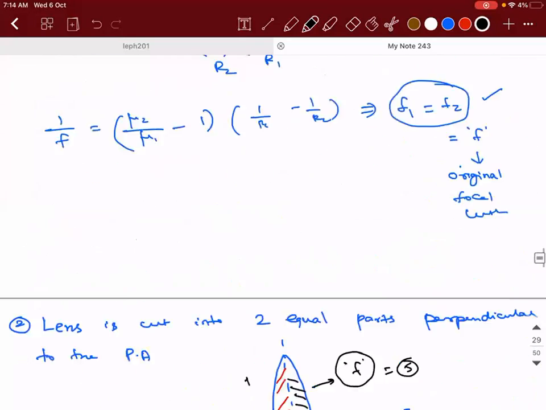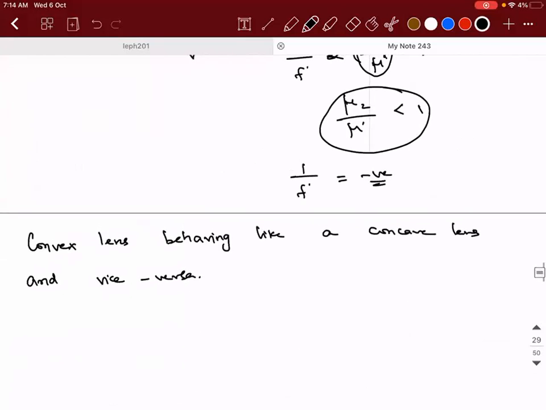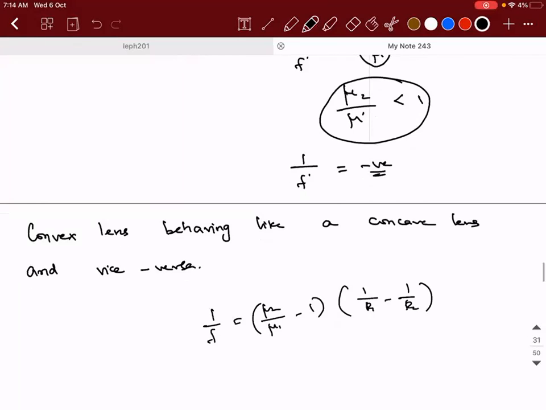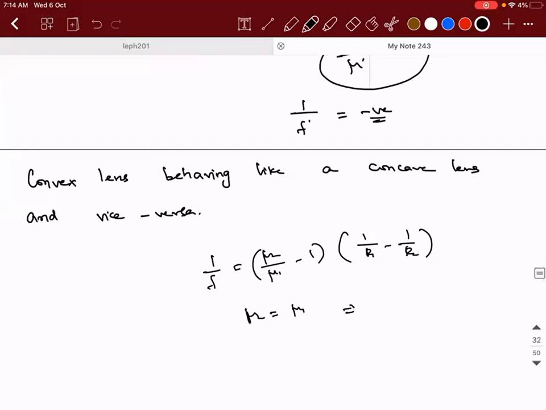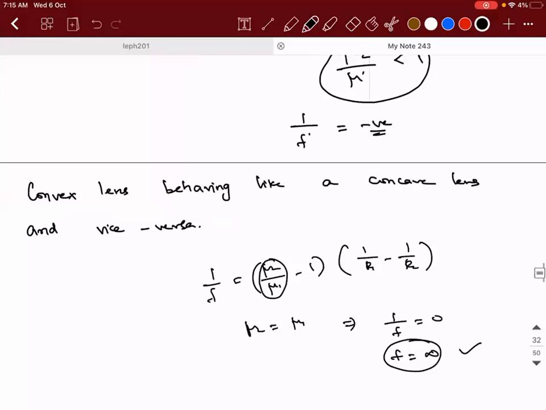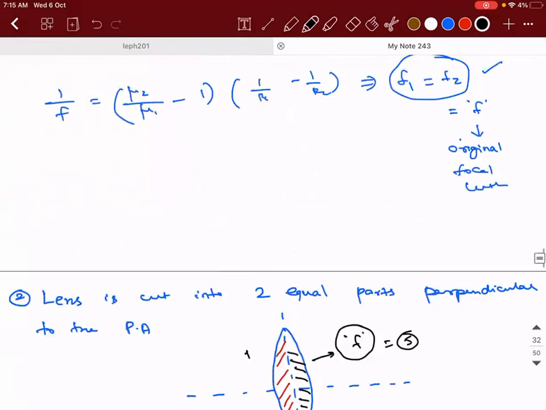When we do that, what will happen? The focal length will become infinite, meaning it will become like a water surface itself. See, 1 by f is equal to (mu2 by mu1 minus 1) into (1 by r1 minus 1 by r2). If mu2 is equal to mu1, then what will happen? 1 by f will be 0. Mu2 by mu1 is 1, 1 minus 1 will be 0. Then the focal length will become infinite, meaning you can't define the focal length of that kind of lens when it is placed in a medium of the same refractive index. It is going to disappear.